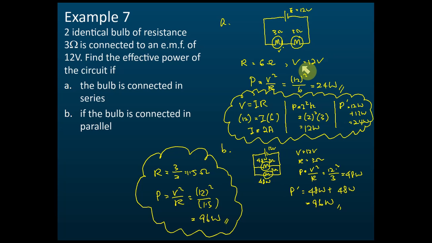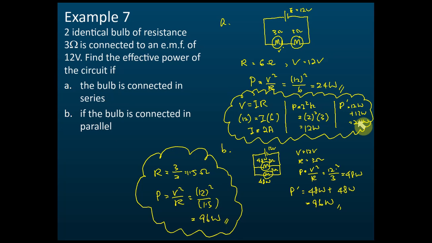That is the effective power. So from here we can see that when the bulbs are connected in parallel, we have higher power, 96 compared to 24. The effective power, or the sum of the power, is much higher in a parallel circuit compared to a series circuit.